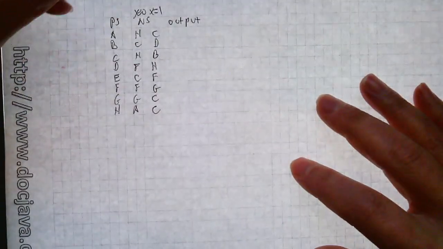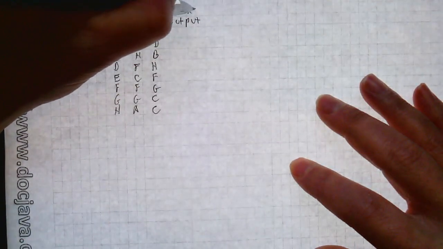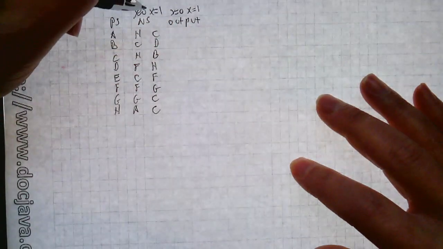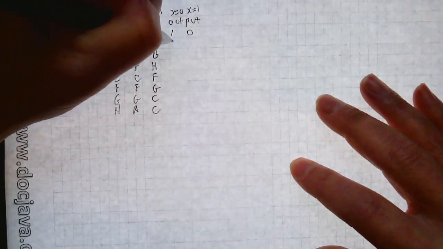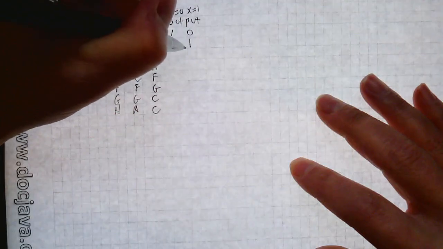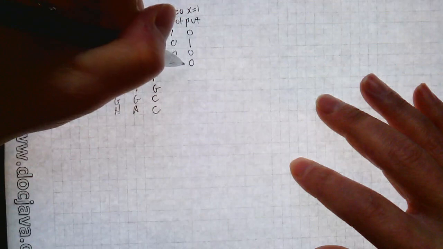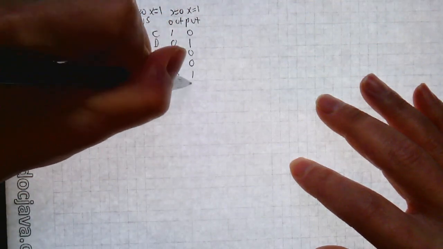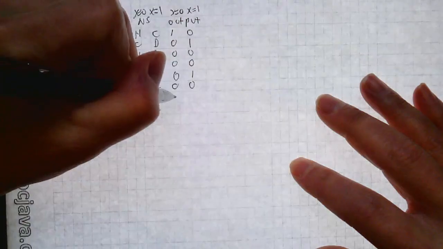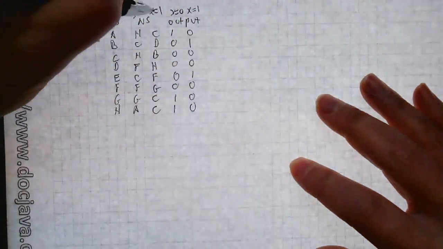And output is for x equals 0 and x equals 1. And it's supposed to be 1, 0, 0, 1, 0, 0, 0, 0, 0, 1, 0, 0, 1, 0, 1, 0. I think I got that right.